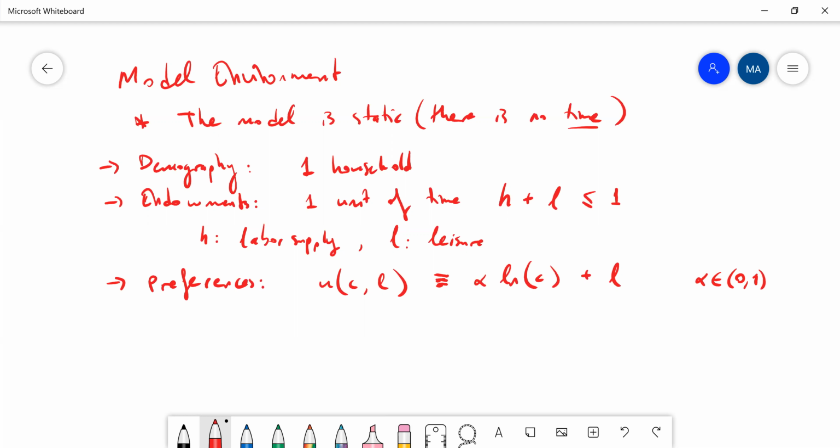According to this utility function, I care about consumption, and the part of the utility function that depends on my consumption level is logarithmic. This is the natural logarithm. And the utility I get from leisure and consumption are additively separable. This is also for simplification, of course. And the part of the utility function that depends on leisure is linear.